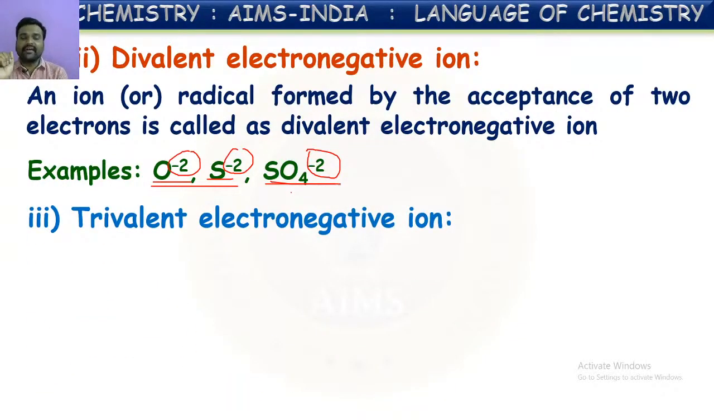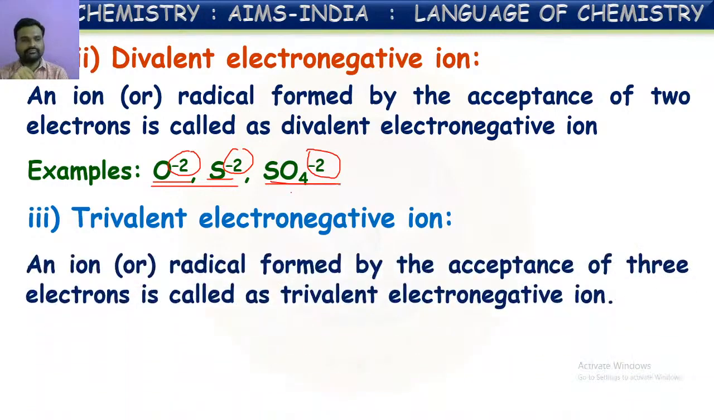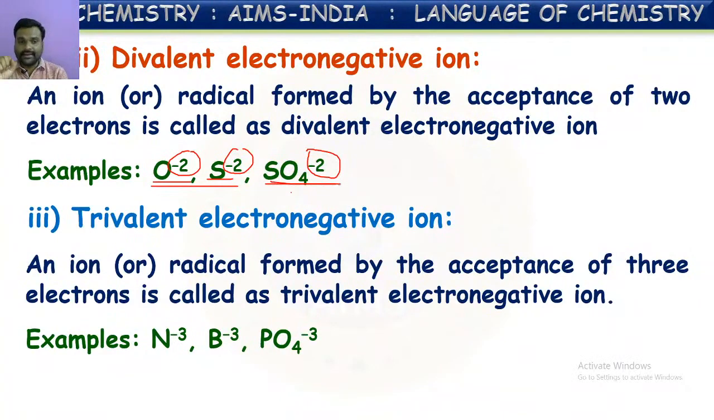Next, trivalent electronegative ion. Simply based upon the name itself, we can say the ion or radical which is formed by the acceptance of 3 electrons is called trivalent electronegative ion. Examples we can see for this also: nitride ion, boride ion, phosphate ion. These all are the ions which are formed by the acceptance of 3 electrons.